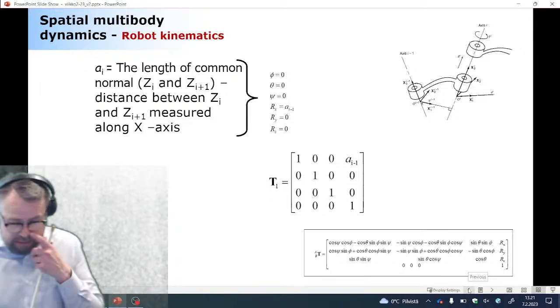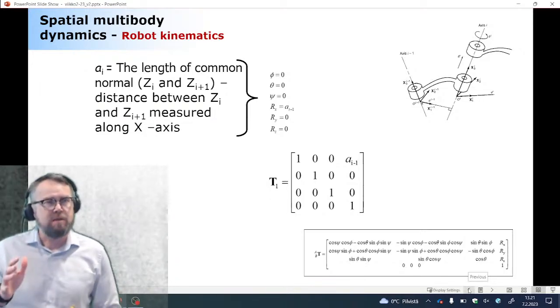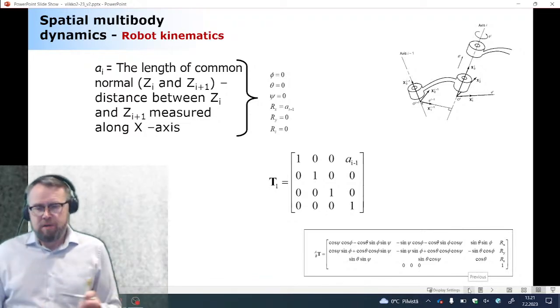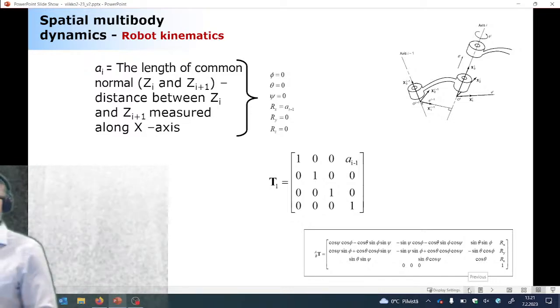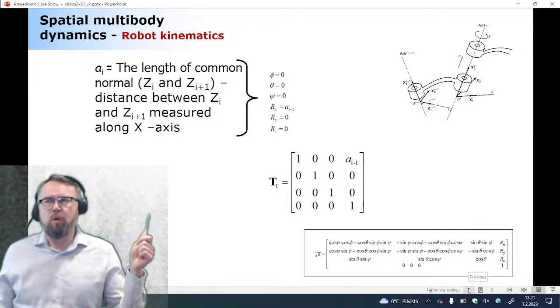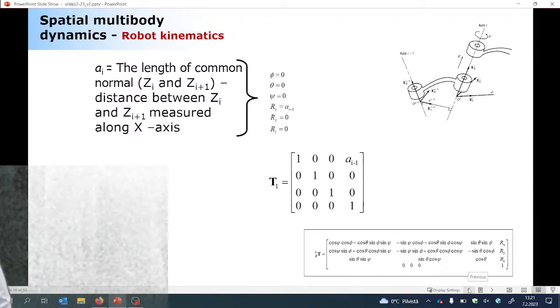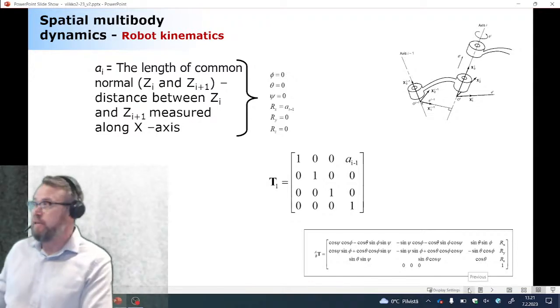So what you can do is set each of these rotational parameters equal to zero, because no rotation takes place. Then you look at the translational components, and each except one has to be set to zero. The one that is not set to zero is the one describing the length along the x-axis, exactly as mentioned in the text here.